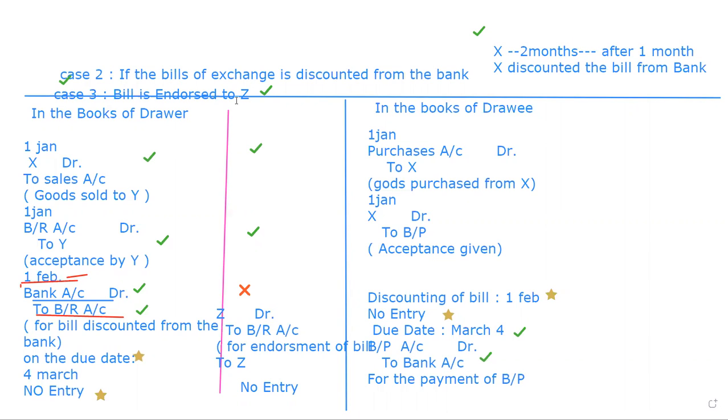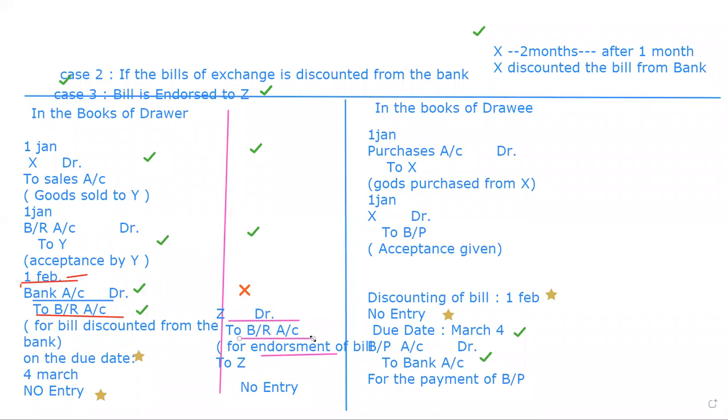We have discussed the third case in the same table, in the same content while comparing it. The first entry for the sale is to be done as it is. The second entry for the BR acceptance given by Y is to be done as it is, but as we are not discounting the bill, this time we are endorsing the bill. So endorsement is going on there. At the time of endorsement, the entry will be Z account debit to BR account. I'm highlighting the entry. Please check and mark it as well.